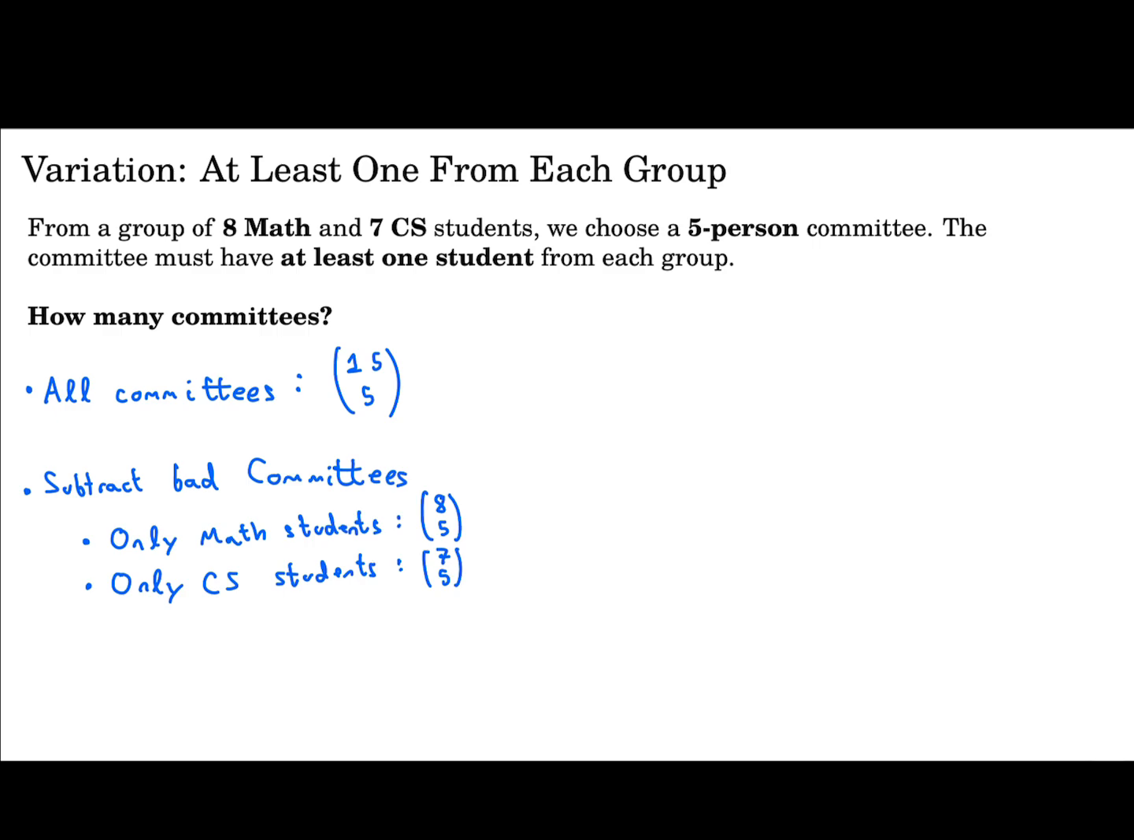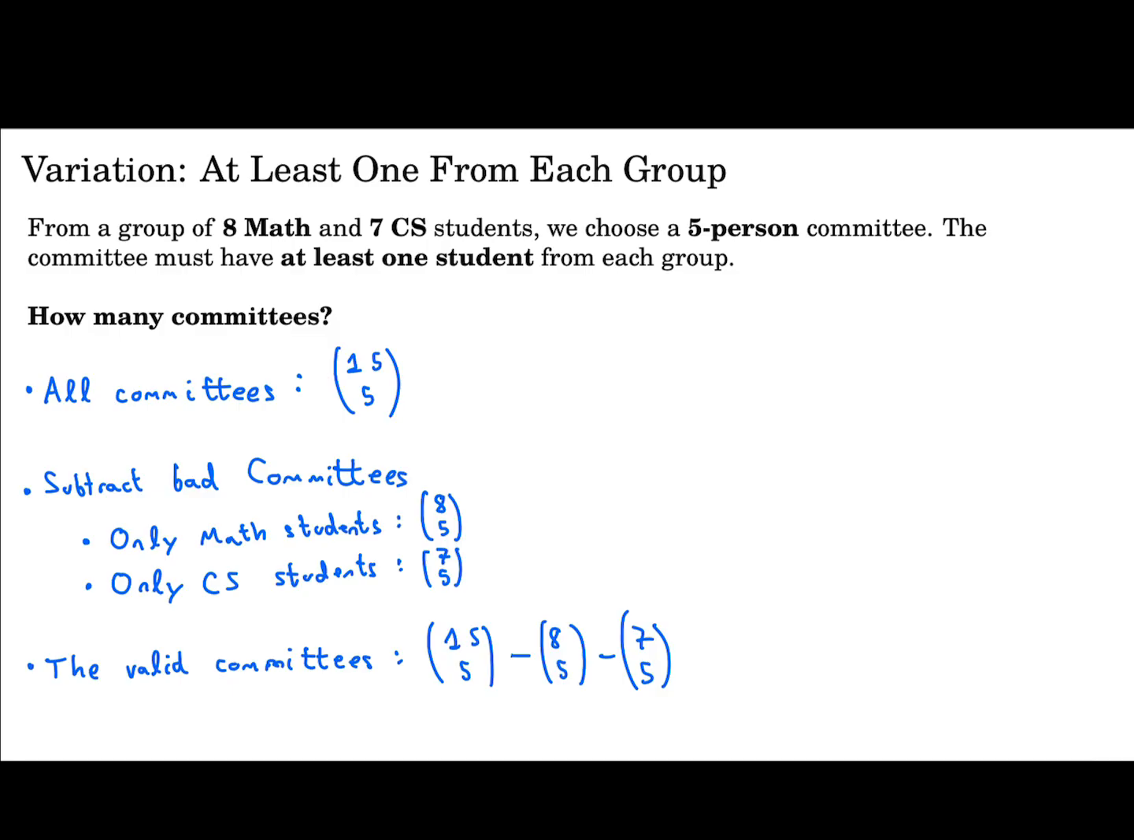So therefore, the valid committees, which is going to be the committees where you have at least 1 student from each, is going to be all the committees minus the bad ones, right? So this will be 15 choose 5 minus 8 choose 5 minus 7 choose 5. And then you can go and compute this with a calculator.